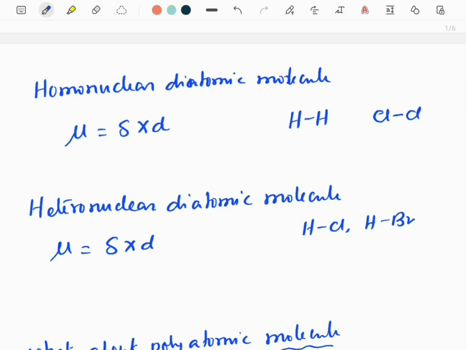So now if we consider the case of a homonuclear diatomic molecule, say H2 or Cl2 type, in this case you see that there will be no separation of charge, there will be no development of partial positive or negative charge. So in that case this delta will be equal to 0. Now if delta is equal to 0, then delta into d will obviously be equal to 0. So we can say that in case of a homonuclear diatomic molecule, the mu, that is the dipole moment, will be equal to 0.